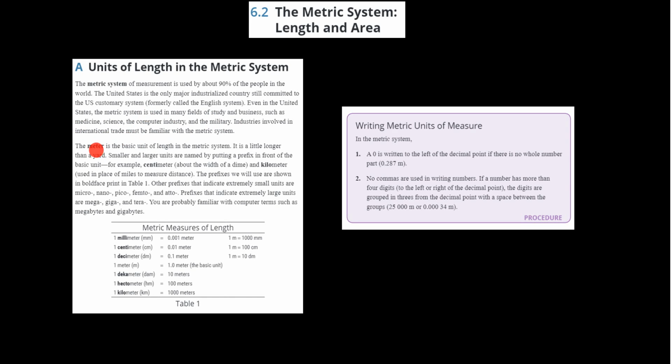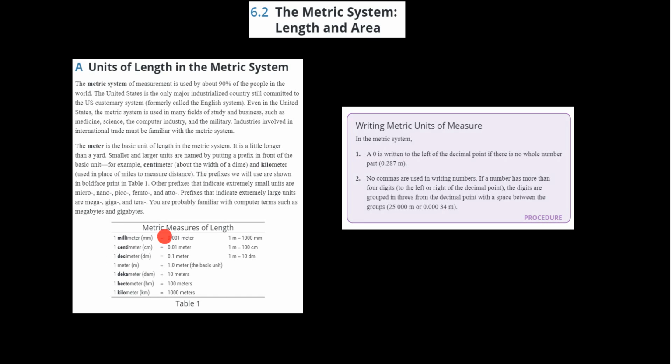So the meter is the basic unit of length in the metric system. It's a basic unit of length, and everything stems from the meter. Okay, it is a little longer than a yard. Smaller and larger units are named by putting a prefix in front of the basic unit. For example, centimeter and kilometer. The prefixes we will use are shown in boldface print in Table 1.